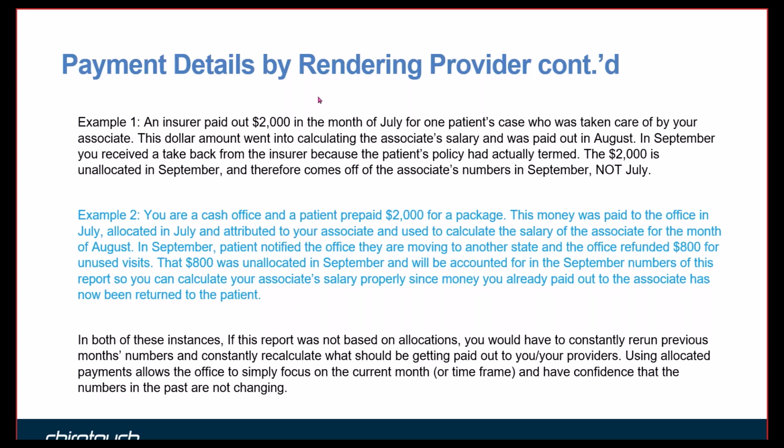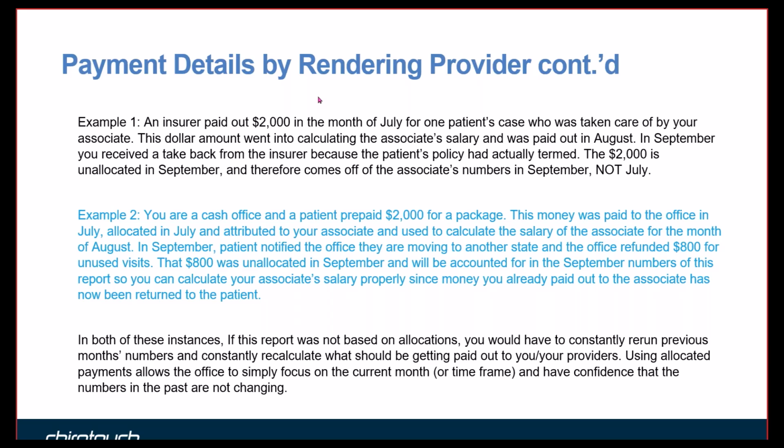So that's accounted for in the September numbers of that report so that you can calculate your associate's salary properly, because money that you had already paid out to the associate has now been returned to the patient. So again, in both of these instances, if this report was not based on allocations, you would have to constantly rerun your previous month's numbers to constantly recalculate what should be getting paid out to you or your providers.